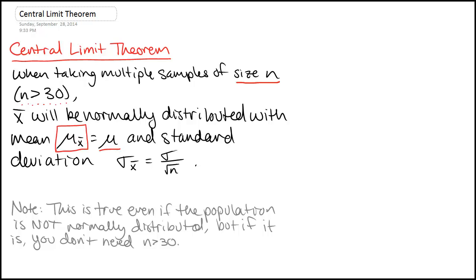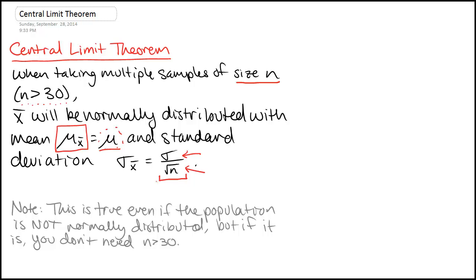That mean is the population mean, and the standard deviation for this normal distribution is the population standard deviation divided by the square root of the size of the sample. So you can imagine if you have a very large sample, then this standard deviation would be dividing by a really big number, and the standard deviation would be very small. So in practice, that means that if you take very large sample sizes and find the mean, your mean is going to be very close to the population mean because it doesn't vary by very much, if we have a small standard deviation.